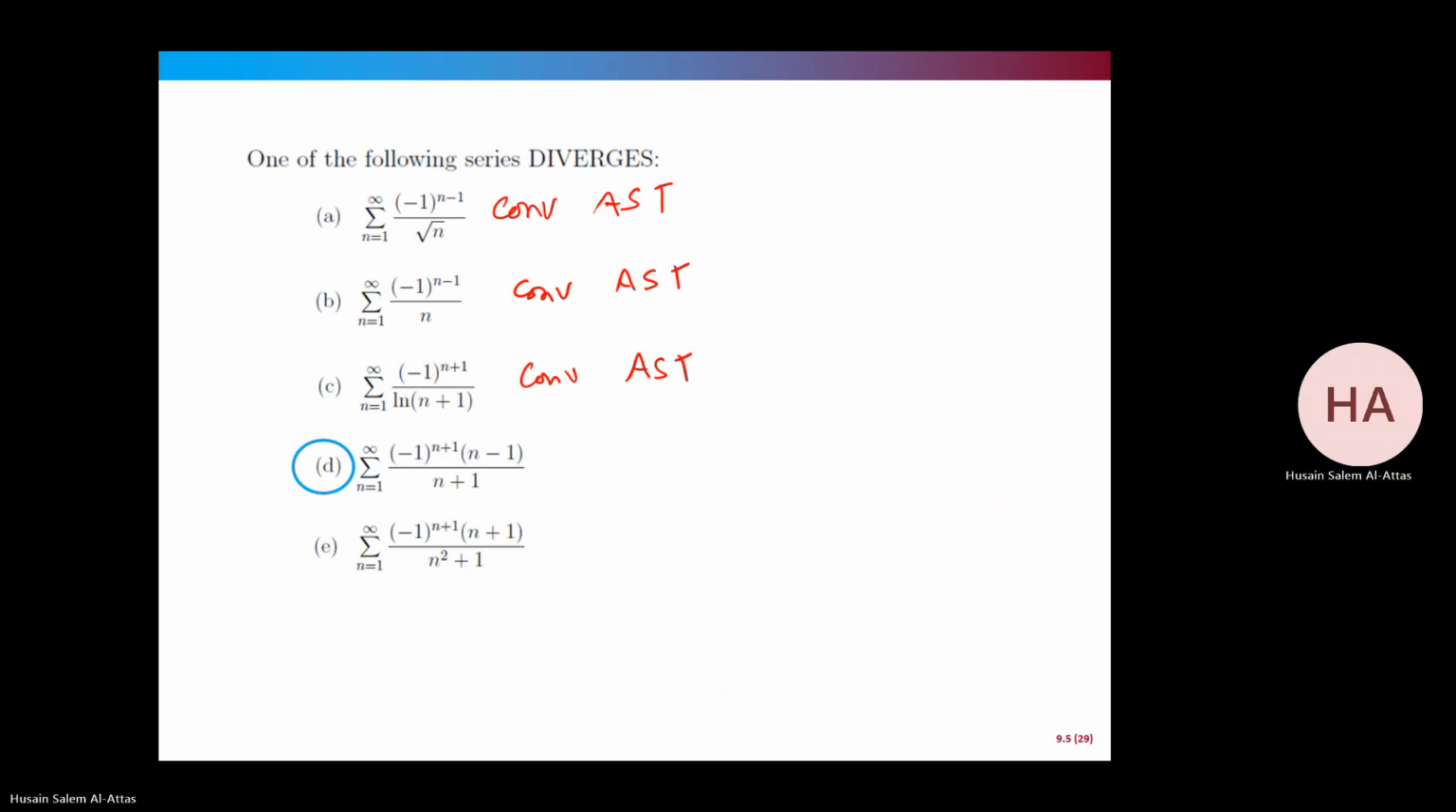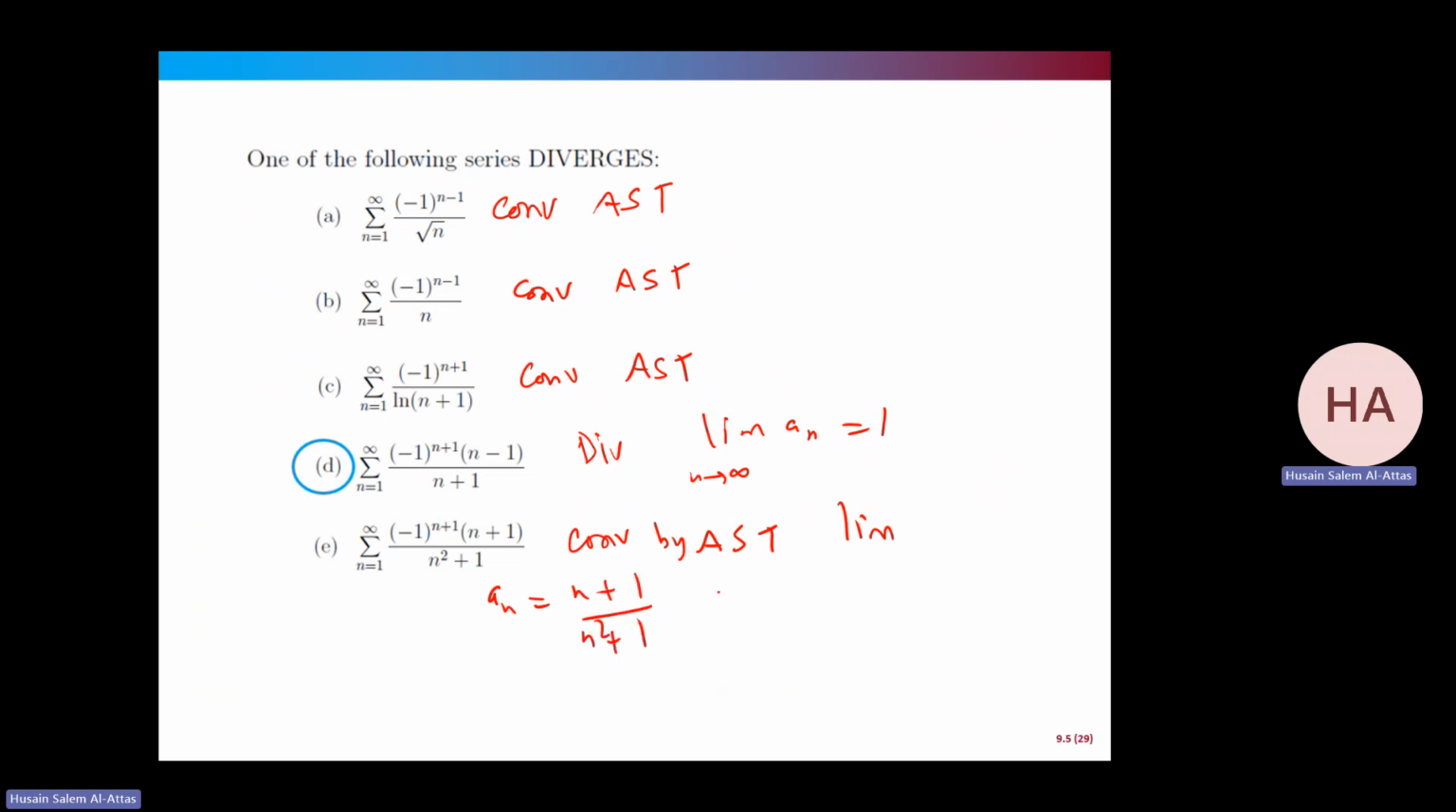Okay. This one diverges since the limit is equal to 1. Okay. Here, it will be converged by AST. The limit of an is what? N plus 1 over n squared plus 1. And the limit will be 0, decreasing to its way. Check. I think it's the easiest to do. So this is the correct answer.